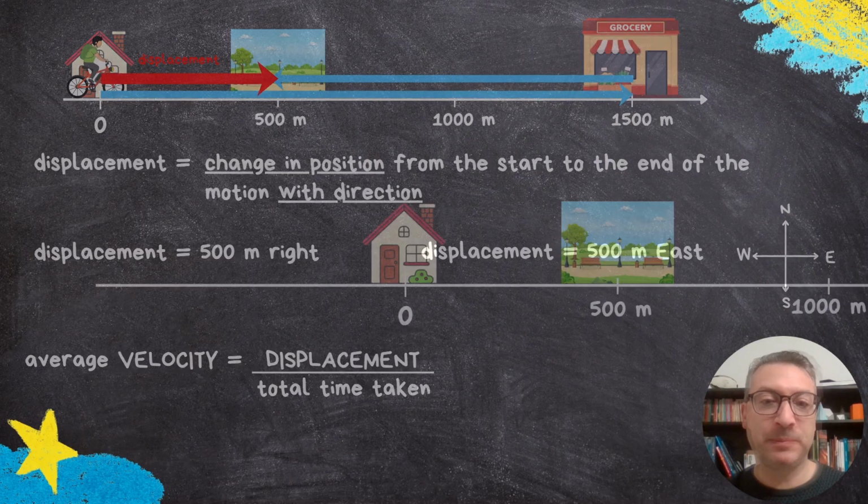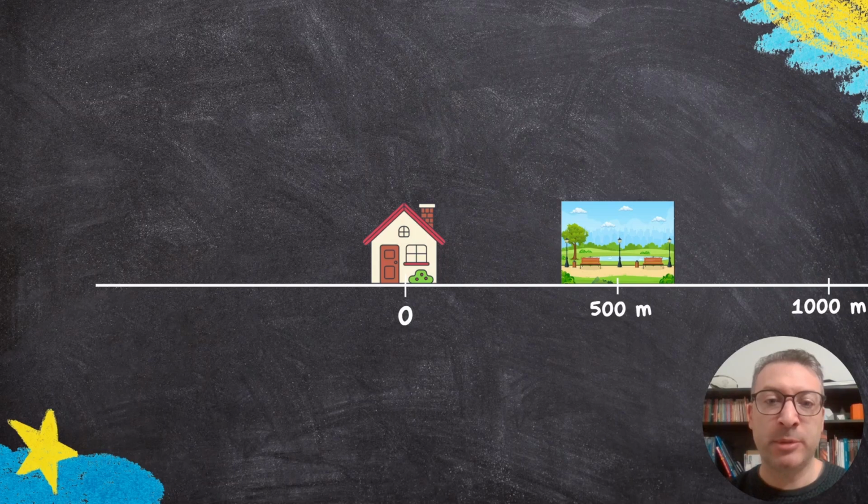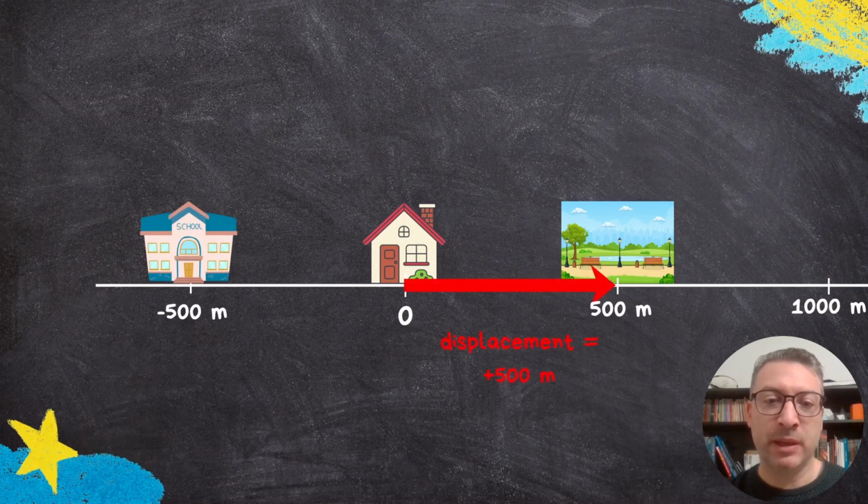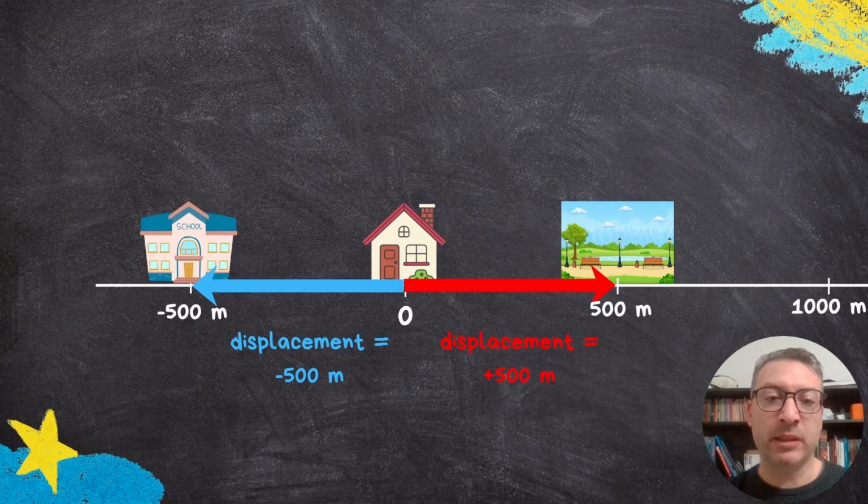What do we mean by that? This is your neighborhood again. The park is 500 meters away from where you live. Your school is also 500 meters away, but in the opposite direction compared to the park. So its position will be defined as negative 500 meters. So if you go from your house to the park, your displacement is positive 500 meters, whereas if you go from your house to the school, displacement is negative 500 meters. As you can see, displacement is a vector, meaning that it is a quantity which has magnitude and direction. Graphically, vectors are represented as arrows, as you can see in this picture.